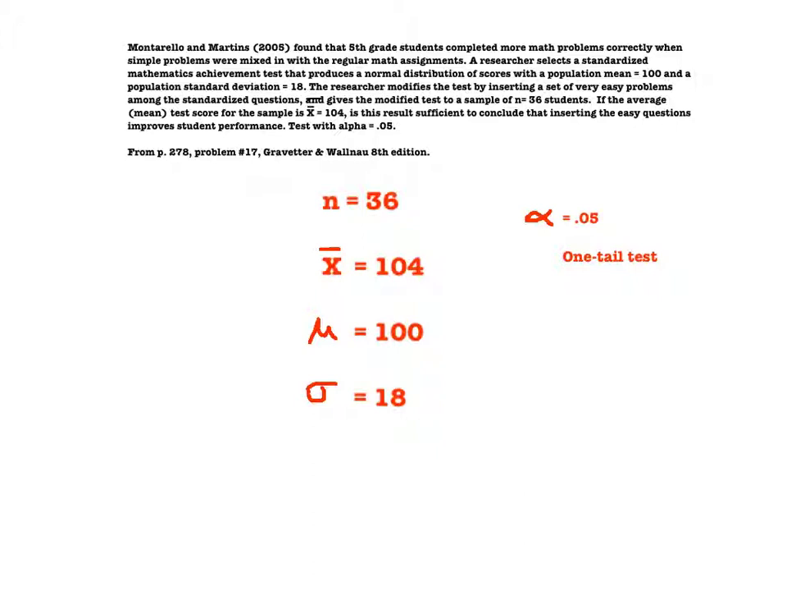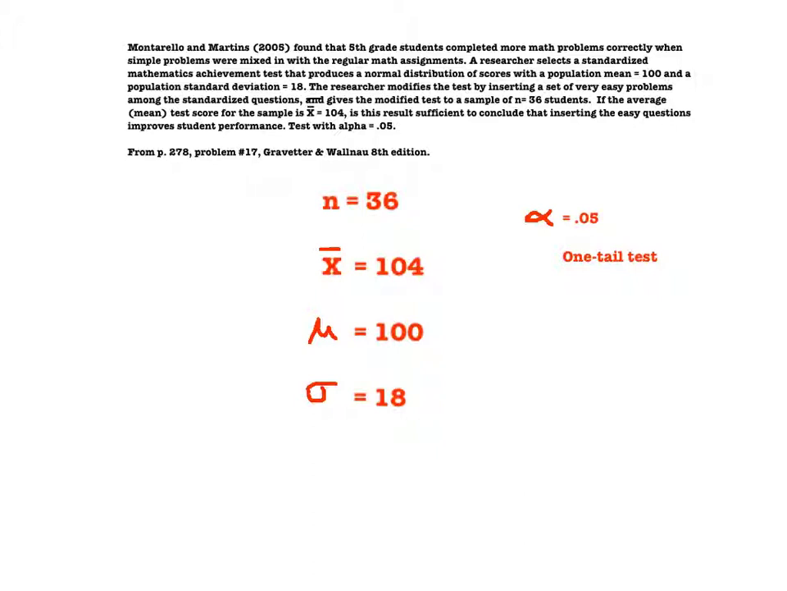The researcher modifies the test by inserting a set of very easy problems among the standardized questions and gives the modified test to a sample of 36 students. If the average or mean test score for the sample is x bar equals 104, is this result sufficient to conclude that inserting the easy questions improves student performance? Test with an alpha level of 0.05.